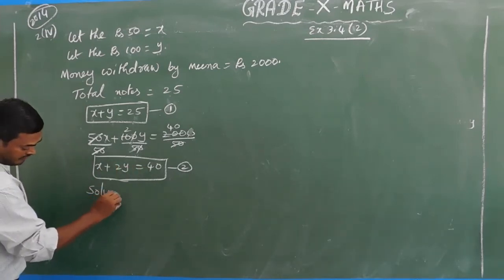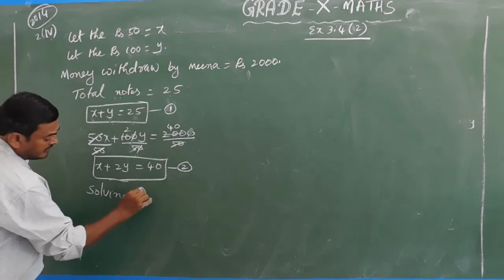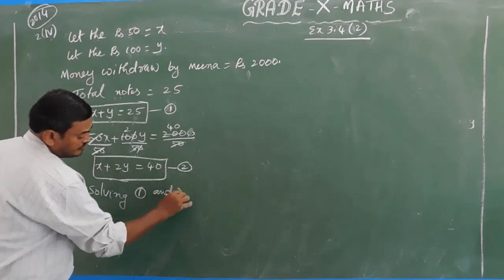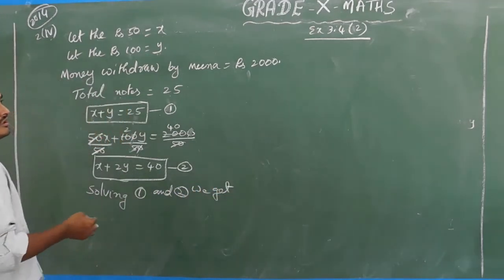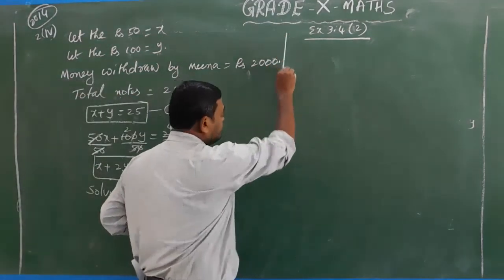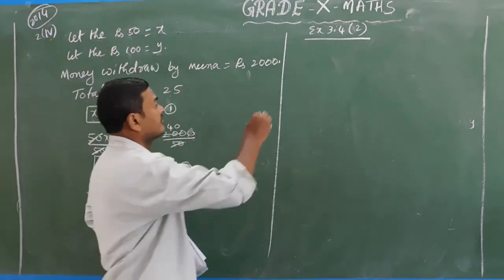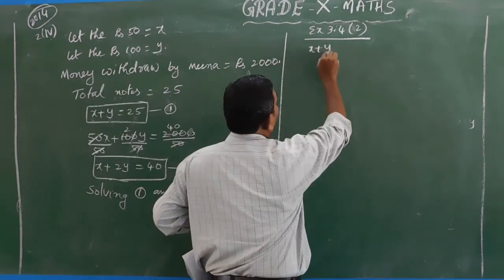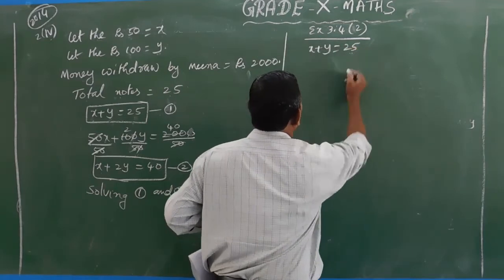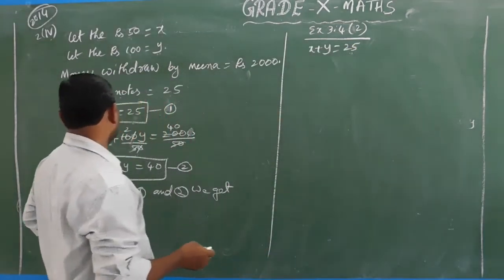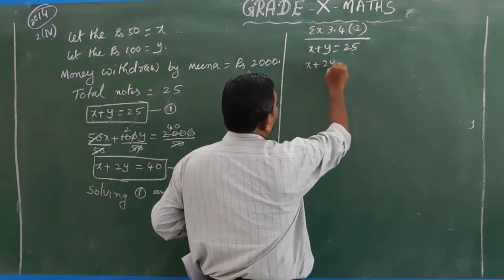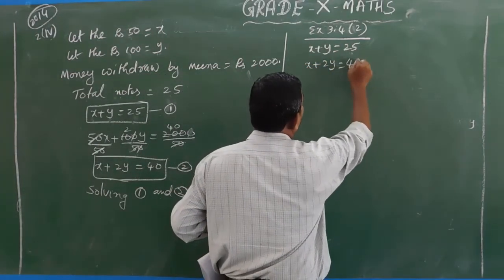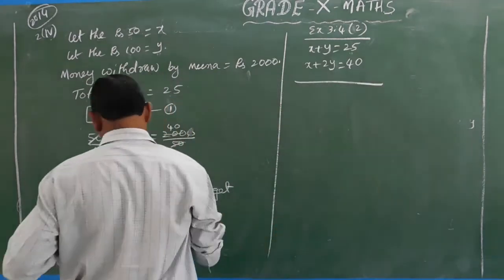Now solving equations 1 and 2. What is equation number 1? x plus y equals 25. And the second equation is x plus 2y equals 40.